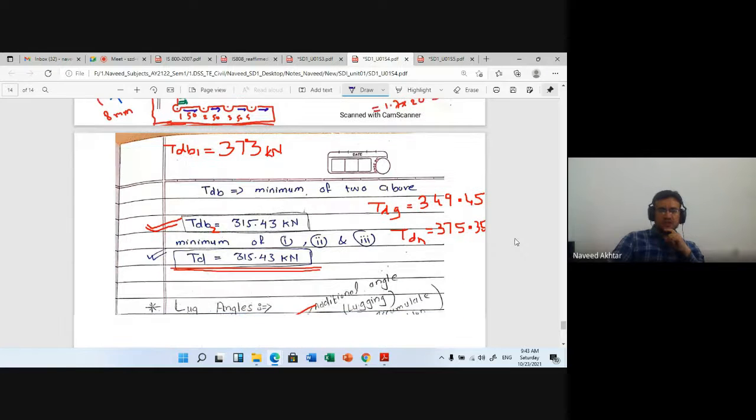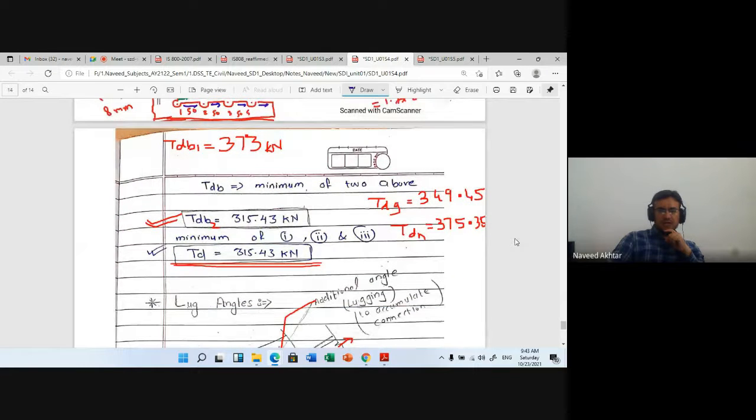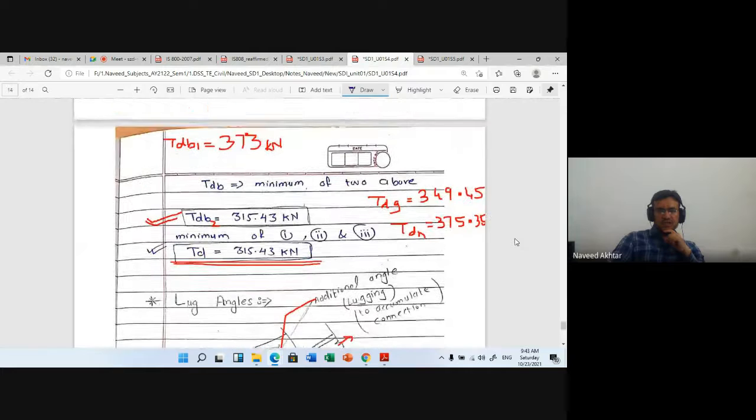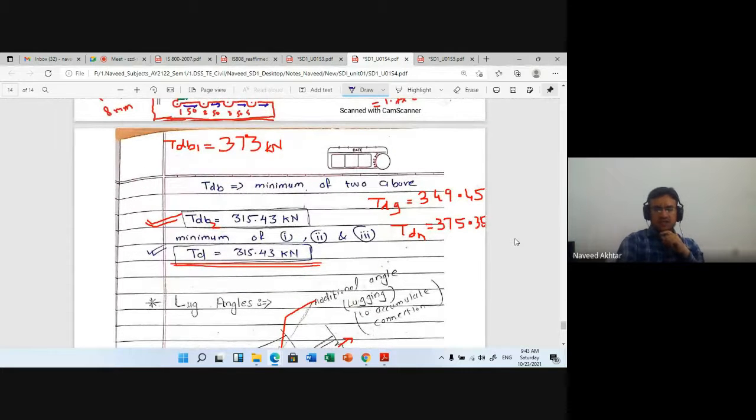So you can put these values and you will get TDB2 as 315.434. Now from the total, you can see that we got TDG almost 350, TDN almost 375, TDB1 373, and TDB2 about 315. Here you can see that the TDB2 value is the lowest of all the four values.